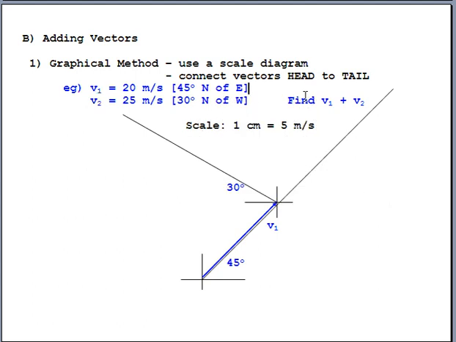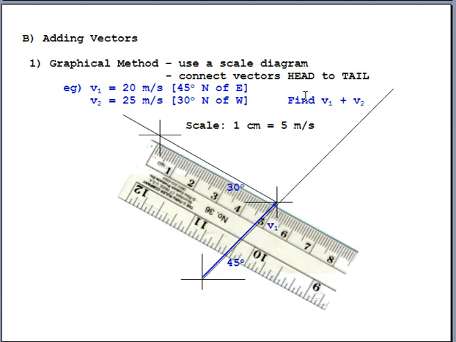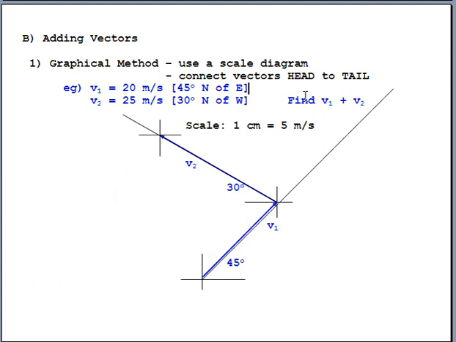Hey, if we want 25 meters per second, 5 meters per second for each centimeter, we need 5 centimeters. So then you very, very carefully draw a vector, an arrow that is 5 centimeters long and pointing at that 30-degree angle. And stick an arrowhead on the end.